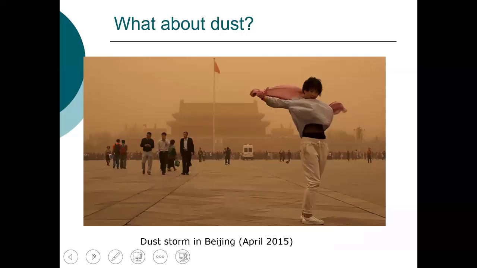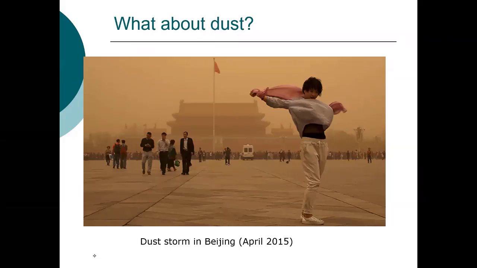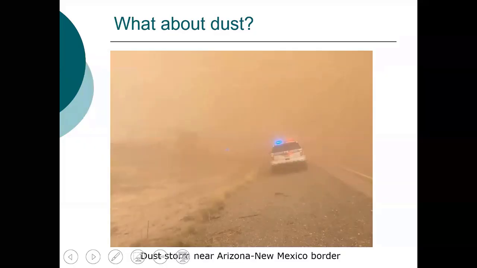These are dust storms. Beijing is not far from the Gobi Desert, and it's not uncommon to have these massive dust storms. This is not fog. It's actually naturally occurring, although it's gotten worse because of desertification. And then these are photos from a dust storm on the Arizona, New Mexico border.